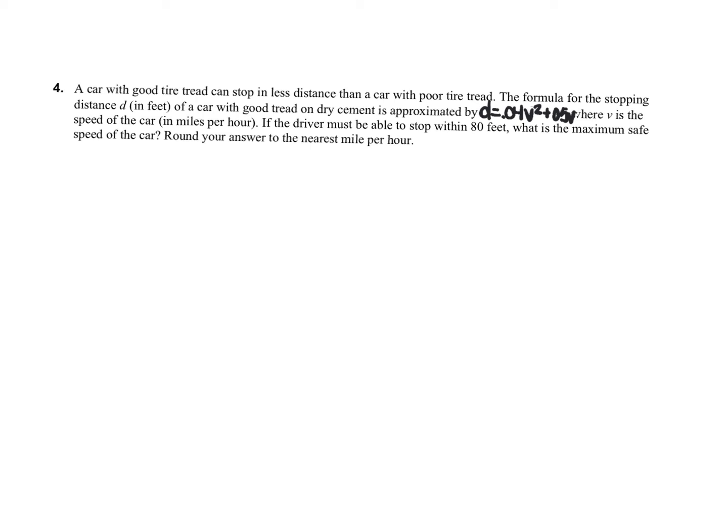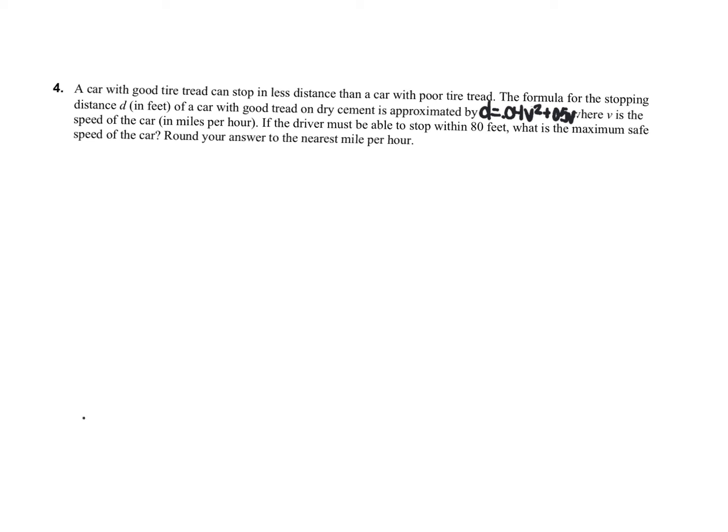All right, question number 4. A car with good tire tread can stop in less distance than a car with poor tire tread. The formula for stopping distance, D in feet, of a car with good tread on dry cement is approximated by D is equal to 0.04 V squared plus 0.05 V, where V is the speed of the car in miles per hour. If the driver must be able to stop within 80 feet, what is the maximum safe speed of the car? Round your answer to the nearest mile per hour.